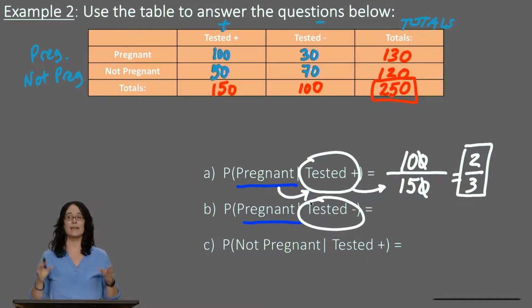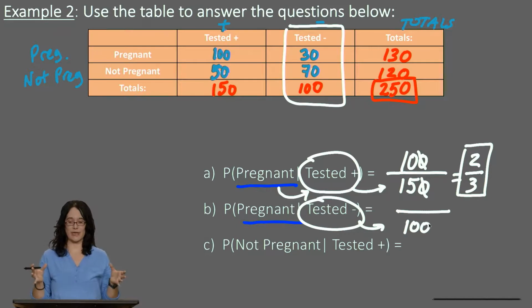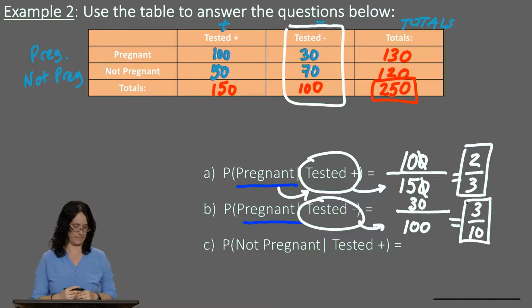Now we are looking solely at this condition: women who tested negative. So where am I looking for my denominator? The total number of people who tested negative, which in this case is 100. Since that's the condition, I'm only looking in that column. How many of them happen to be pregnant? If you said 30, you'd be correct. So the answer is 30 out of 100, which reduces to 3 out of 10, or 30% exactly.